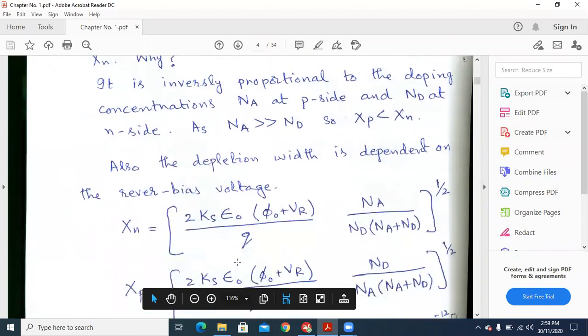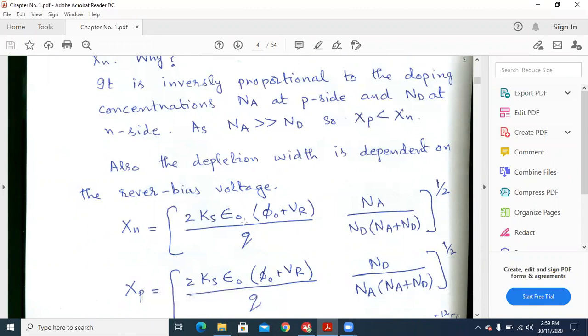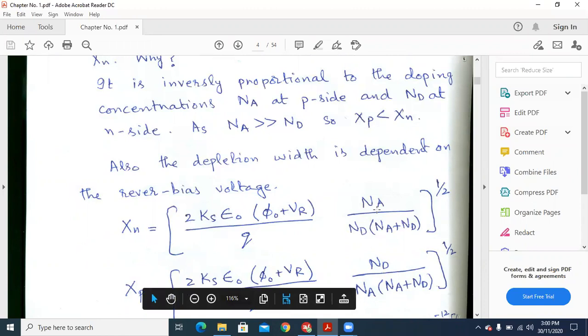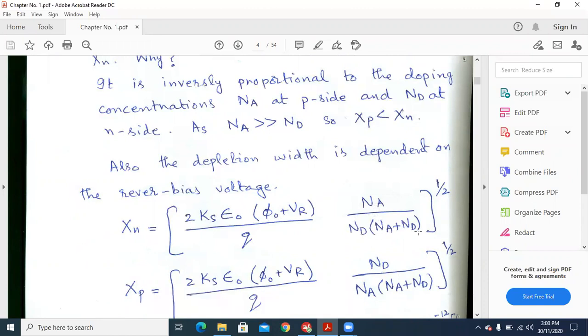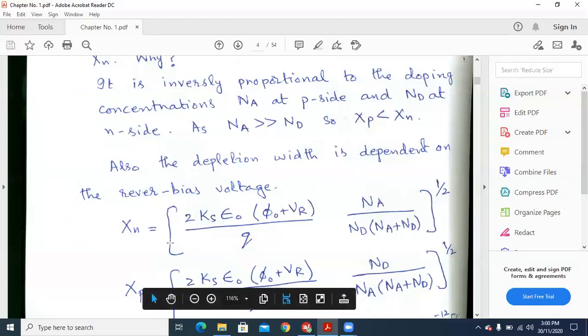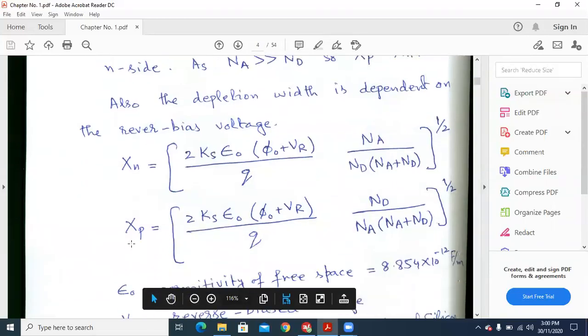So we can have a look over the relationship. The width of the depletion region at the N side is the square root of 2 Ks epsilon naught phi naught by Vr by Q, times the doping concentration term 1 over Na plus 1 over Nd. Similarly, we have the relationship for the width of the depletion region at the P side.